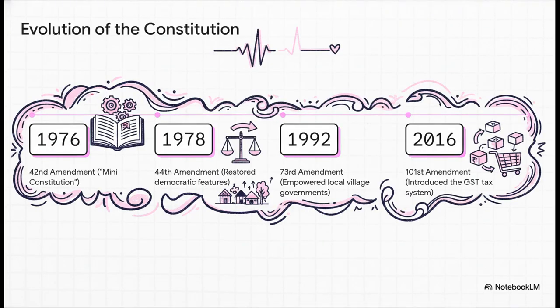And trust me, this document has been updated a lot. More than 100 times, in fact. Here are just a few of the game changers. The 42nd Amendment was so huge they called it a mini-constitution. Then the 44th came along and reversed a lot of it. The 73rd gave more power to local villages, and the 101st brought in the huge GST tax overhaul. It's proof that this thing is a living, breathing document.